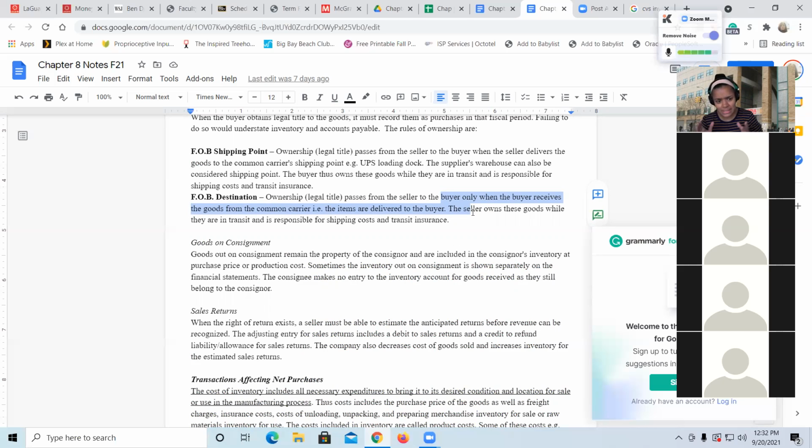Okay. So when it's FOB destination, the seller owns it in transit. When it's FOB shipping point, the buyer owns it in transit. That's your shortcut. FOB shipping point, the buyer owns it in transit. FOB destination, the seller owns it in transit. Okay, and we'll do examples.